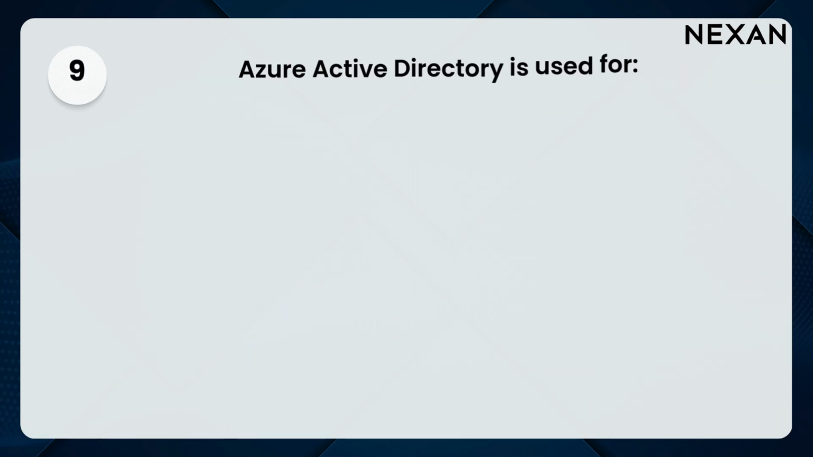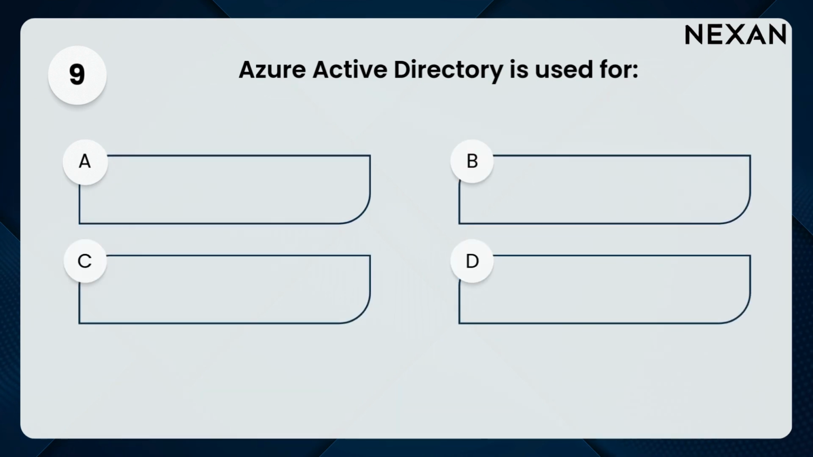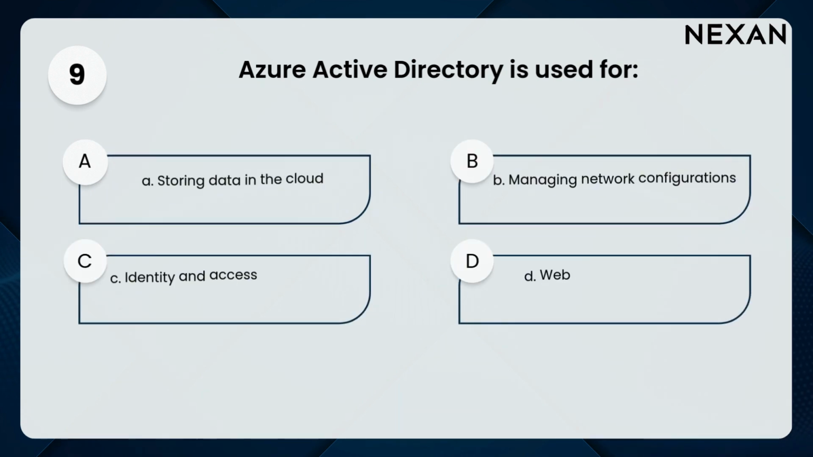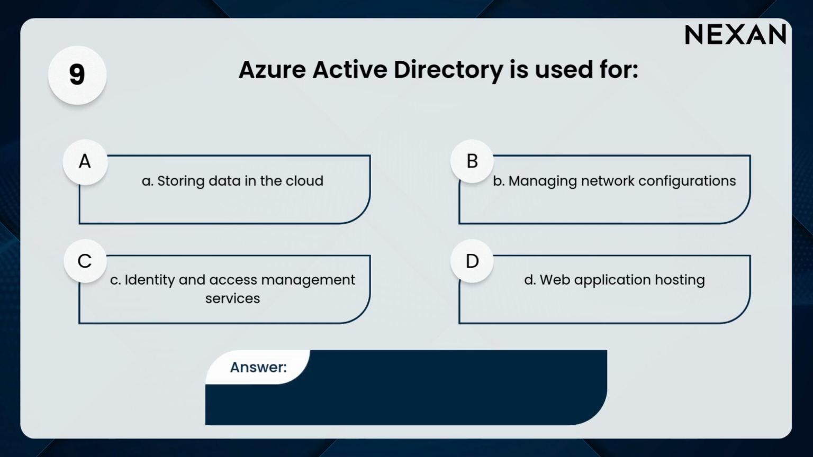9. Azure Active Directory is used for: A. Storing data in the cloud. B. Managing network configurations. C. Identity and access management services. D. Web application hosting. Answer: C. Identity and access management services.